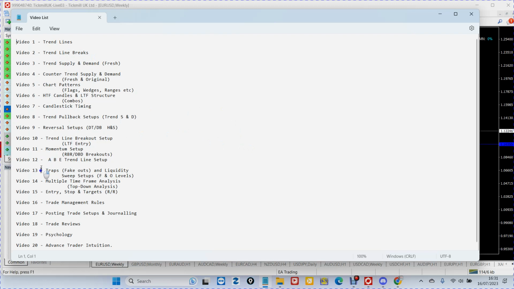And later on down here, when we get to videos 8, 9, 10, 11, 12, 13, these are going to be a little bit more in depth on how we're using the trend line breaks, the trend line supply and demand, the counter trend supply and demand, the chart patterns, higher time frame candles, lower time frame structure, and the candlestick timing. So we're going to look at all this.